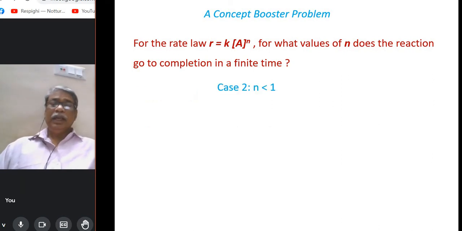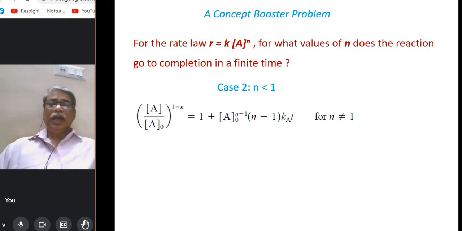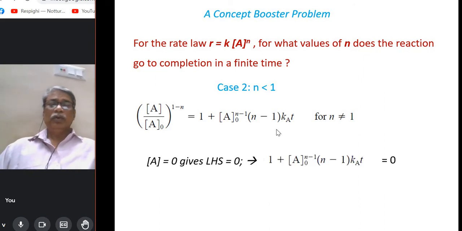Case 2, let us say that n is less than 1. Again we start with the general equation that we presented in the earlier slide, the integrated rate law for nth order reaction. Now for A to be 0 in the left hand side, 0 to the power 1 minus n, remember that n is less than 1, so 0 to the power some positive quantity is 0. So the left hand side is 0, and that gives you the right hand side to be equal to 0.